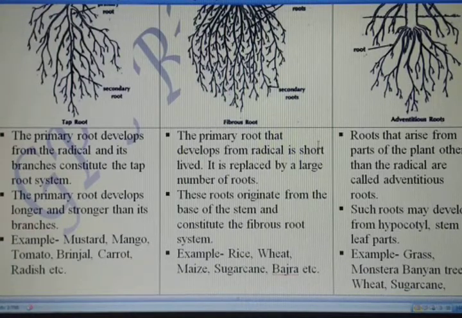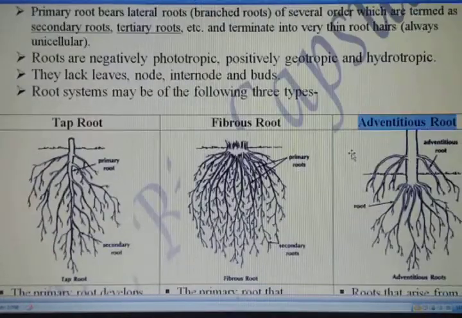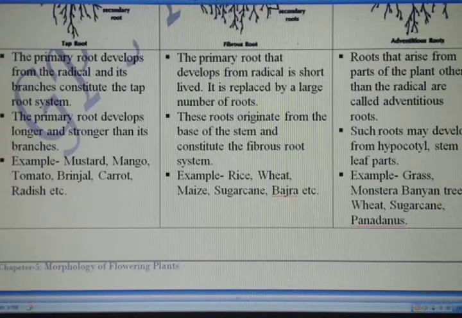What happens when the root develops? They are called adventitious roots. Check this point. Such roots may develop from the hypocotyl, stem or the leaf parts. You have studied about bryophyllum. From the notch present in the margin of the leaf, buds develop, and when you separate that bud from the leaf and put it into wet soil, it will be able to grow into a new plant.